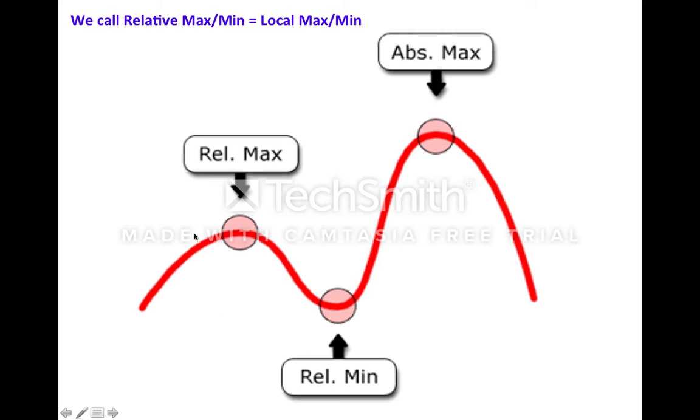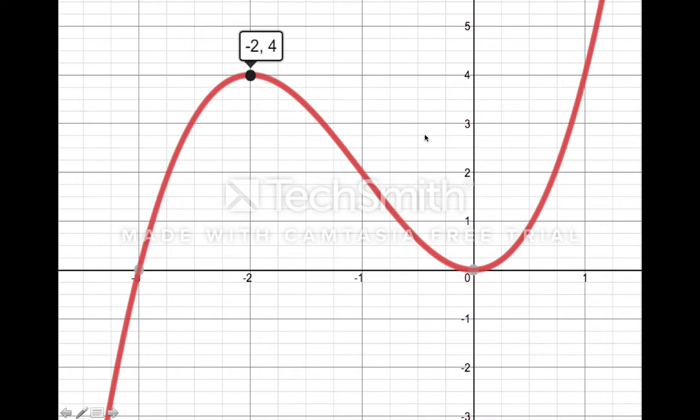So a local max is a transition from increasing to decreasing, and a local min is a transition from decreasing to increasing. This point here is both a local maximum and an absolute maximum because it's where the function achieves its largest y value.